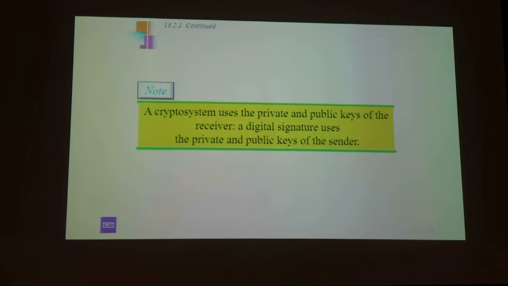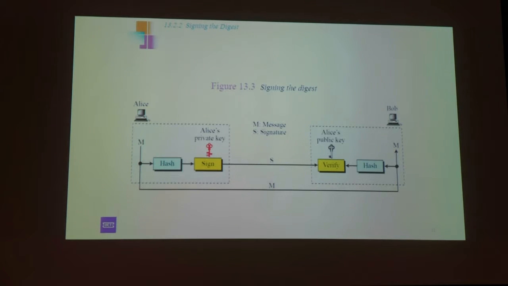All right. So a crypto system uses the private and public keys of the receiver. A digital signature uses the private and public keys of the sender. So it would be wise, if I need an encrypted message and a signed message, to use both together. I could encrypt it using the recipient's keys, and I could also sign it with the sender's private key at the same time. So it will be encrypted and signed.